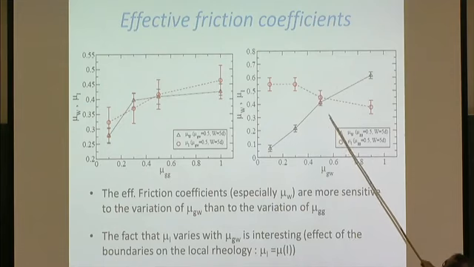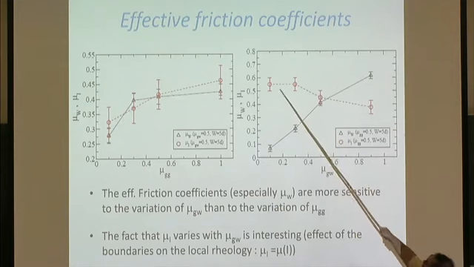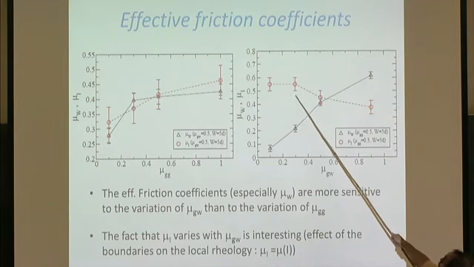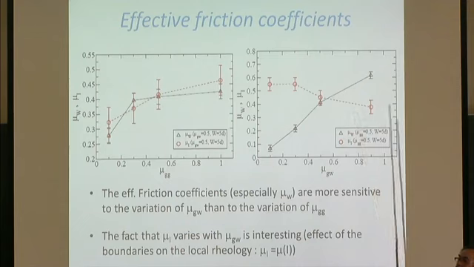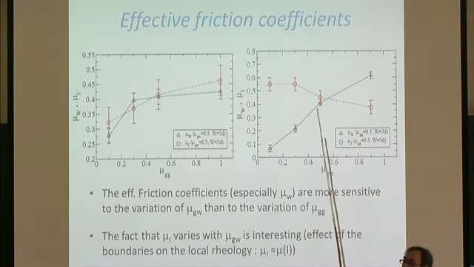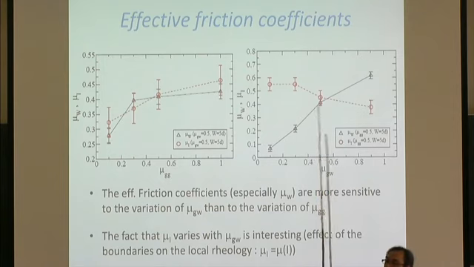But what is funny is that even the internal friction coefficient, which is the equivalent of mu of I, depends on what happens on the walls. It means that local rheology is not so local because it depends on the boundary conditions, in fact, slightly.